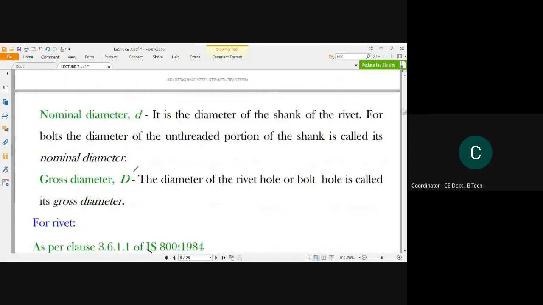Now, let us study the next part. What is nominal diameter and what is gross diameter? Nominal diameter is also termed as small d. It is the diameter of the shank of the rivet or bolt. The diameter of the unthreaded portion of the shank is called its nominal diameter. I will show you the diagram.